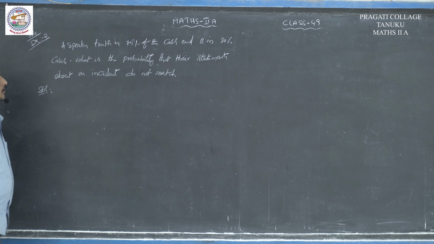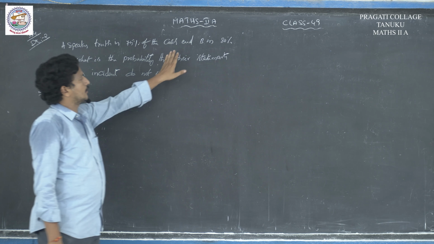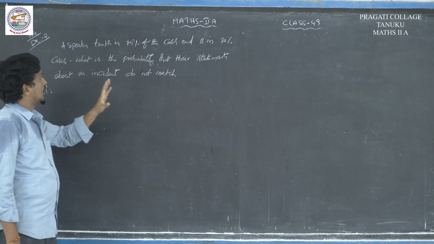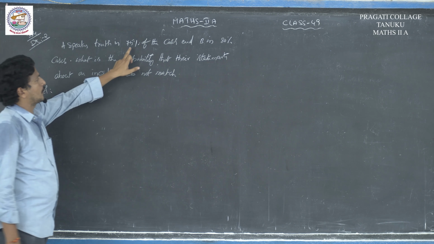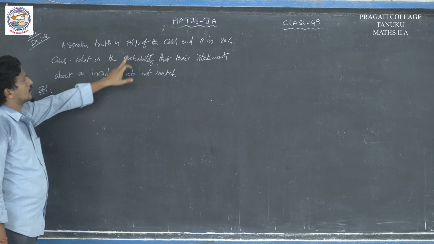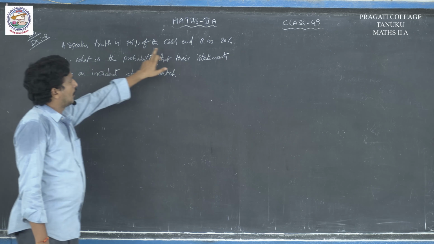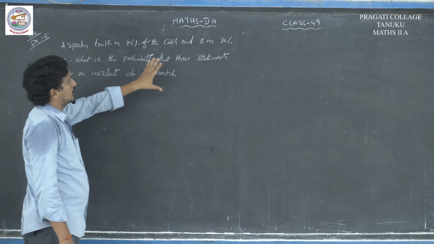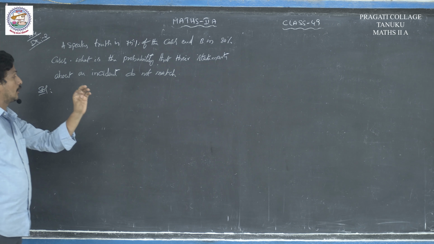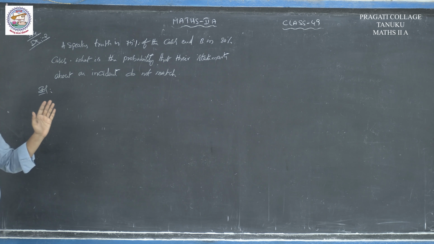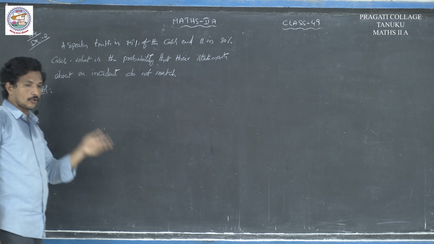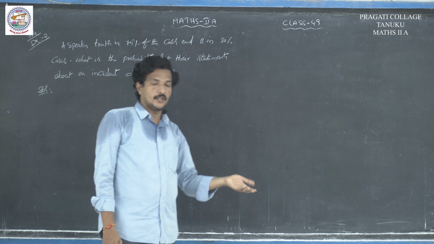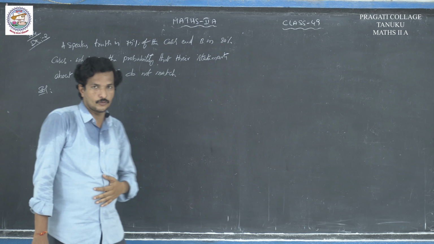A speaks truth in 75% of the cases. That means A speaks truth is 75%. He speaks false in 25% of the cases, and B speaks truth in 80% of the cases. What is the probability that their statements about an incident do not match? That means if A speaks truth, then B is false, or A is false and B speaks truth.